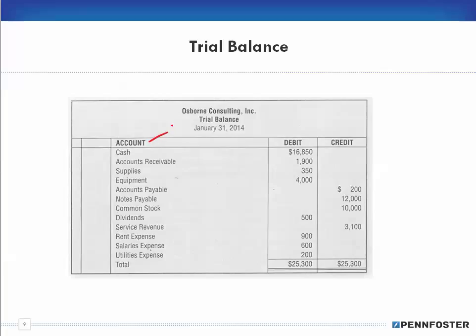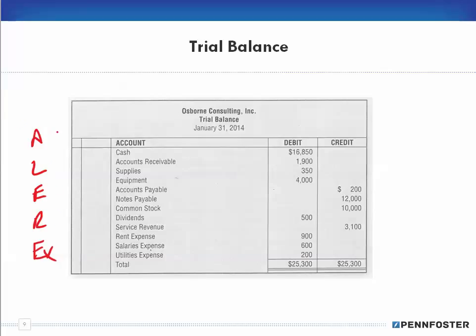Next, you have an account column, which lists all of your general ledger accounts in the order that you see them in the general ledger. So that means your assets would come first, liabilities second, equity would be third, revenues would be fourth, and expenses would be fifth.